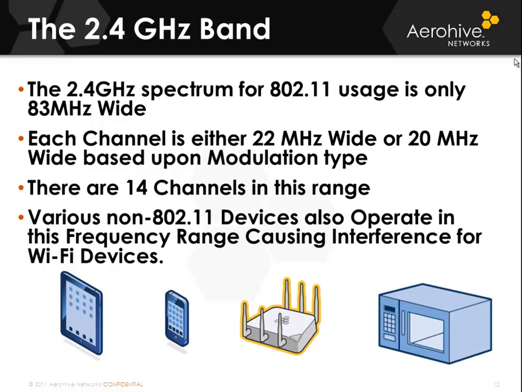Each channel will be either 22 MHz wide if you're using direct sequence spread spectrum or frequency hopping spread spectrum, and 20 MHz wide if you're using orthogonal frequency division multiplexing, or OFDM. Various non-802.11 devices also work in this frequency range as well as in 5 GHz, but the majority of non-802.11 devices causing problems for 802.11 are found in 2.4. Such devices include microwave ovens, baby monitors, X10 cameras, Bluetooth, and walkie-talkies. Very common devices to find around an office space. So there's a lot of noise there.